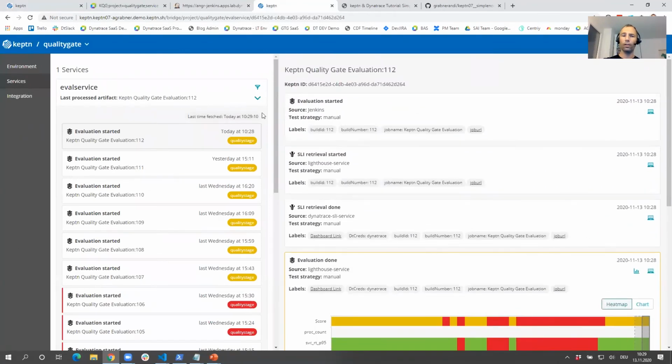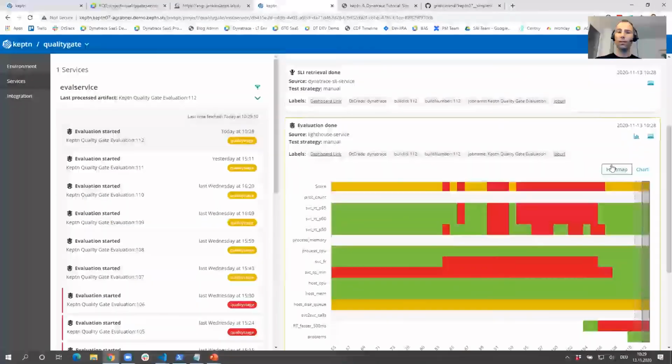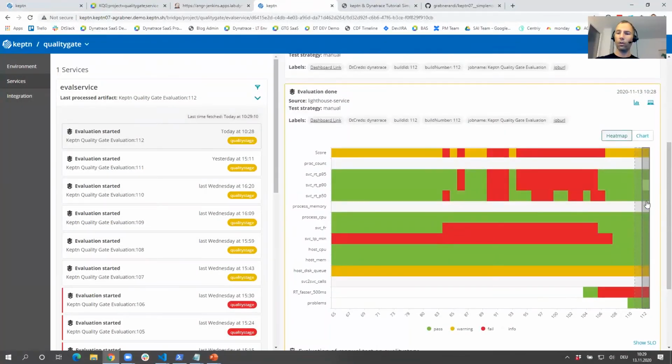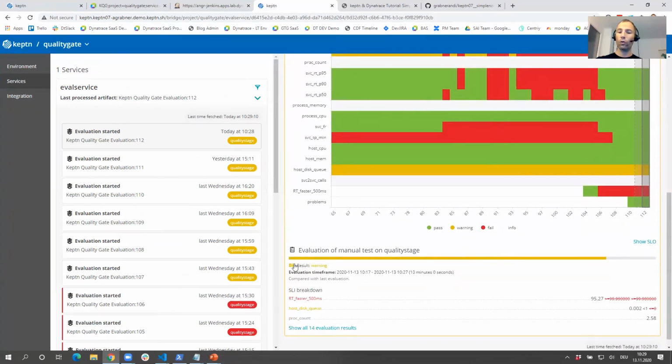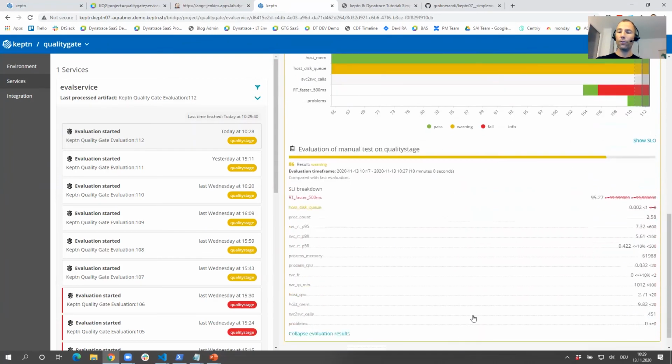On the right side, this is now the process. I'm not using the whole end-to-end delivery process that I showed you earlier. I just specified a small process that is basically just an evaluation. So evaluation started, retrieved. And then here I can see all the individual metrics. Every row here is a metric, an SLI, and then we get to see the actual value and the overall score. I see the individual values, obviously.